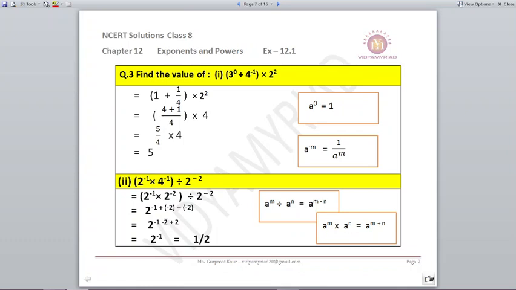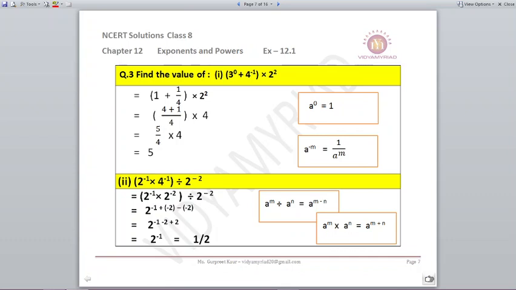4 raised to power minus 1 will become 1 upon 4, multiplied by 2 raised to power 2. Take the LCM, it becomes 5 upon 4 multiplied by 4. 2 into 2 is 4. 4 gets cancelled, so the answer is 5.